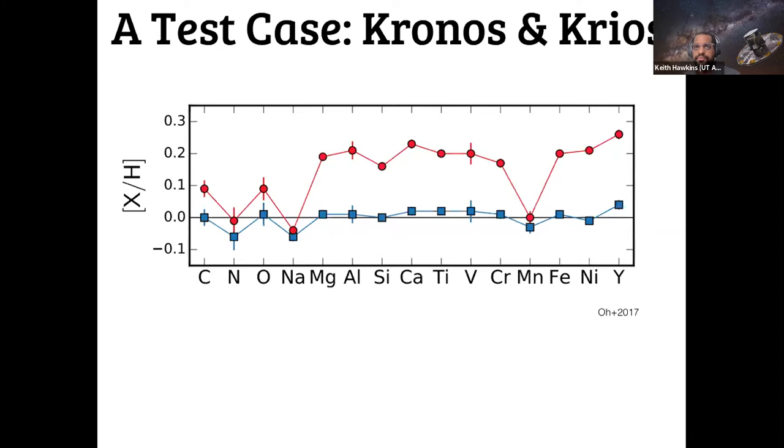And the chemistry, this is showing you a plot of the X over H ratio for different elements of one star in the wide binary pair in blue and the other in red. In principle, if stars born together are chemically homogeneous, the red and the blue should overlap. They don't. And in addition, they also said in this particular paper that the refractories are the ones that are enhanced, so it might have indicated planet engulfment.